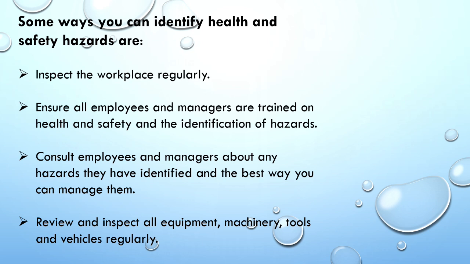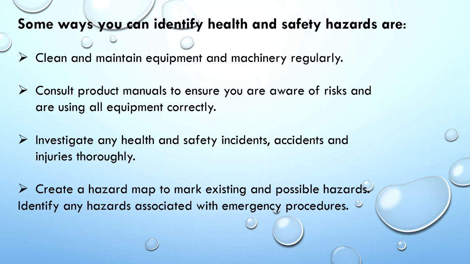Now, some ways you can identify health and safety hazard are: make sure you inspect the workplace regularly, ensure all employees and managers are trained on health and safety and the identification of hazard. Make sure you consult employees and managers about any hazard they have identified and the best way you can manage them. Always review and inspect all equipment, machinery, tools, and vehicles regularly. Clean and maintain equipment and machinery regularly.